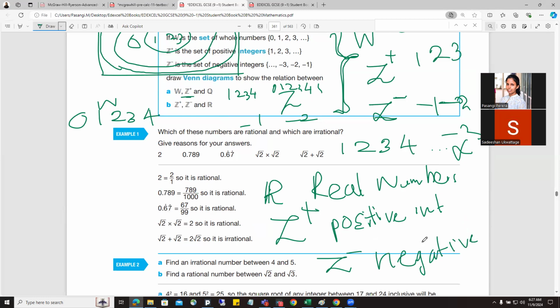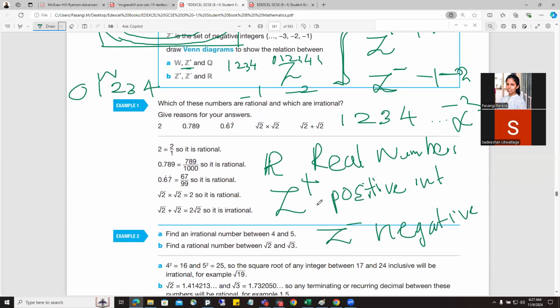Miss, shall I draw and see? Okay. So when it comes to positive integers, we have 1, 2, 3, 4, 5 like that. And for the negative integers, we have -1, -2, -3, -4. For the real number set, we have both. Is it clear? Okay, Miss. Try to draw now.